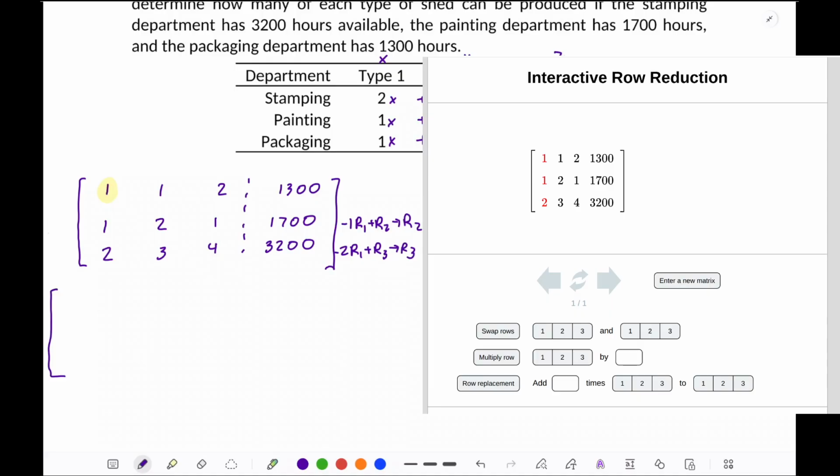Now I'm going to go through -1, row 1, row 3, row replacement. Nope, that's wrong. That's supposed to be -1, row 1, row 2, row replacement. That back button is very useful. Then it's -2, row 1. This is where I hit row 3, row replacement. So I get 1, 1, 2.